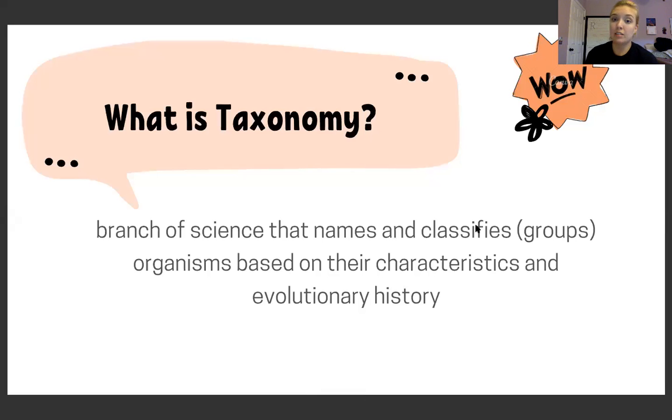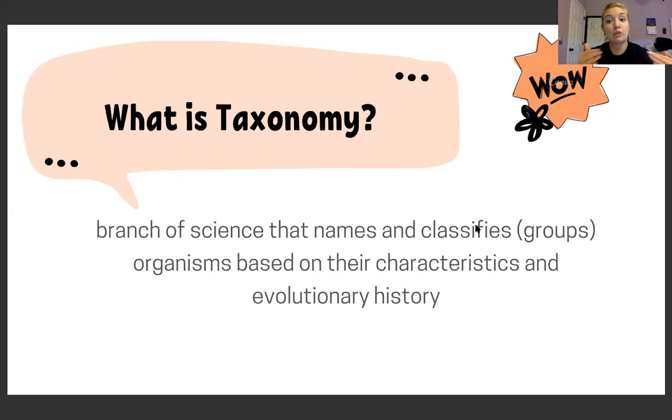So taxonomy. Taxonomy is the branch of science that groups, organizes, and classifies organisms based on their characteristics. Characteristics like, do they have a backbone? Do they have gills? Do they have flippers, feathers, scales? But not only characteristics that we see, but also developmental characteristics. Like what do they look like when they are growing? Do they go from a larva to a cocoon to a butterfly? What are their stages of development?